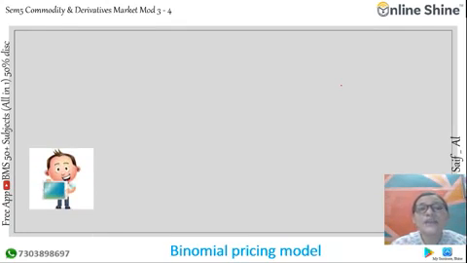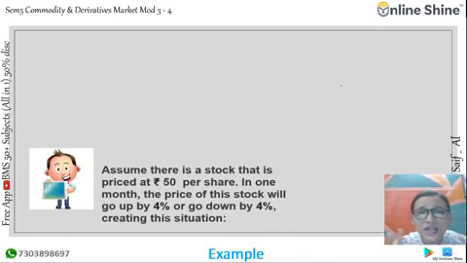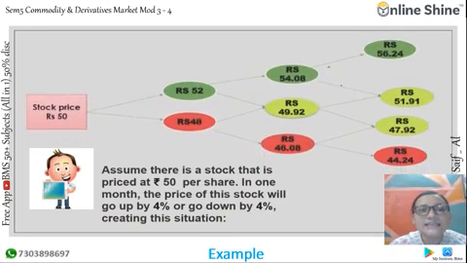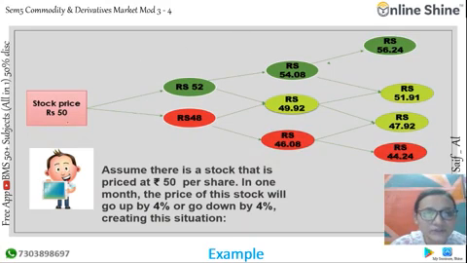Now let's look at the example. Suppose there is a stock with a price of 50 per share. In one month, the price of this stock will go up by 4% or go down by 4%. From this example, you will understand very well what the binomial pricing model is. So suppose the stock price is 50 rupees, and it goes up by 4% and goes down by 4%.